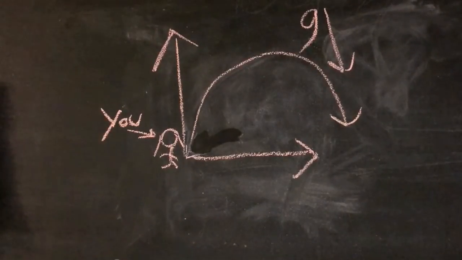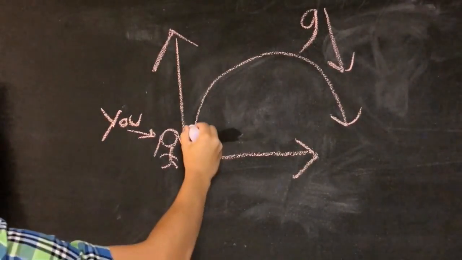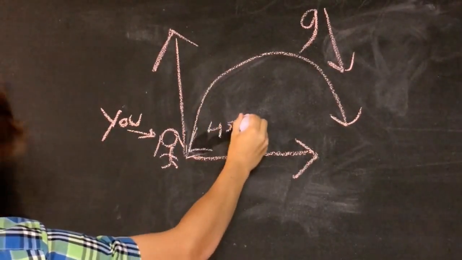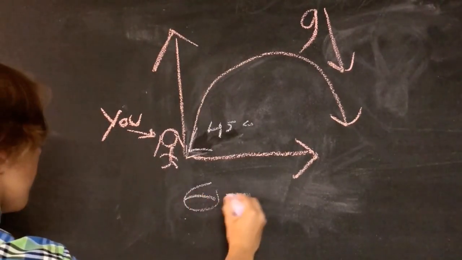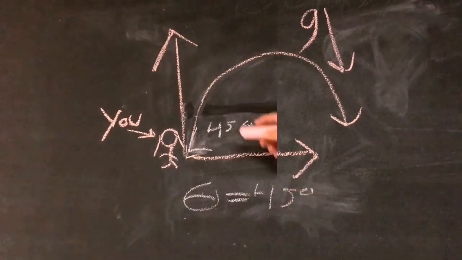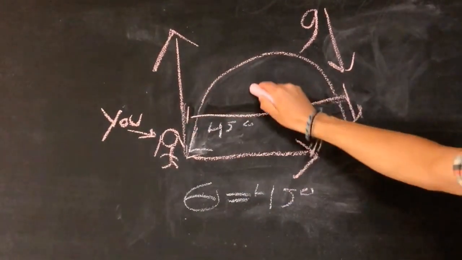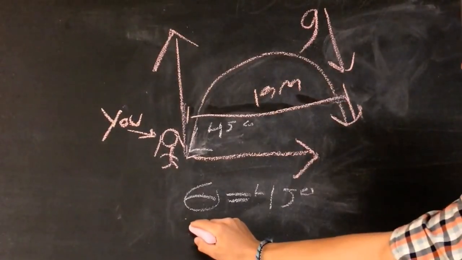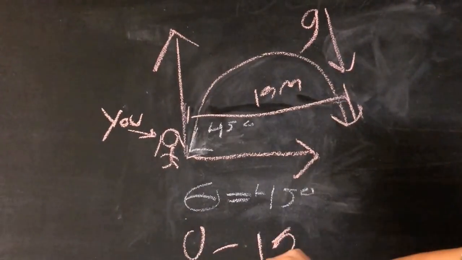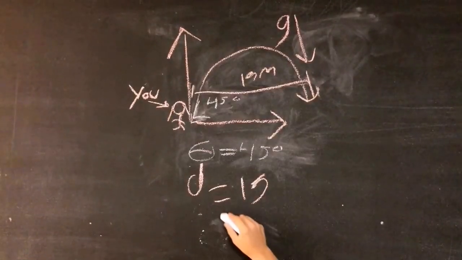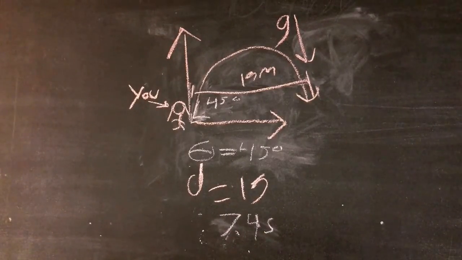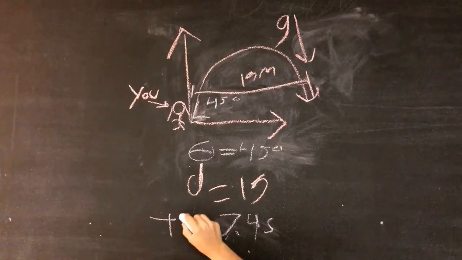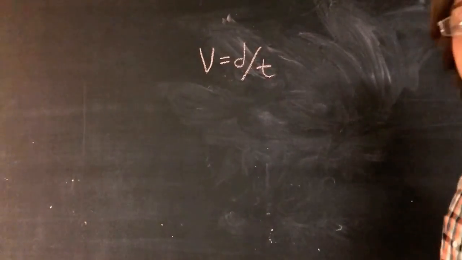Oh, I get it. So the Earth's gravity is pulling it back down to Earth? Precisely. Now, when you threw that ball, you threw it at an angle of 45 degrees, which is the maximum angle of launch. This will substitute for theta. Also, you threw the ball a total of 15 meters. This will substitute for our distance. The ball also took 7.4 seconds to go from launch to landing, which we will be substituting for time.